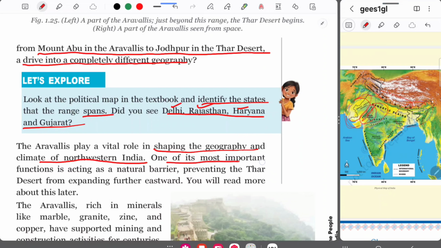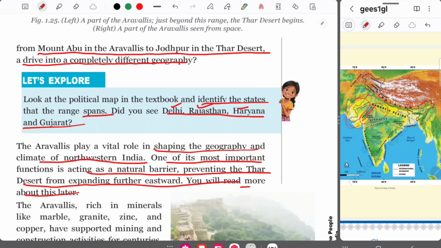So one of its most important functions is acting as a natural barrier, preventing the Thar desert from expanding further eastward. You will read more about these later. One of the most important roles which the Aravallis are playing is that it is stopping the expansion of this Thar desert.